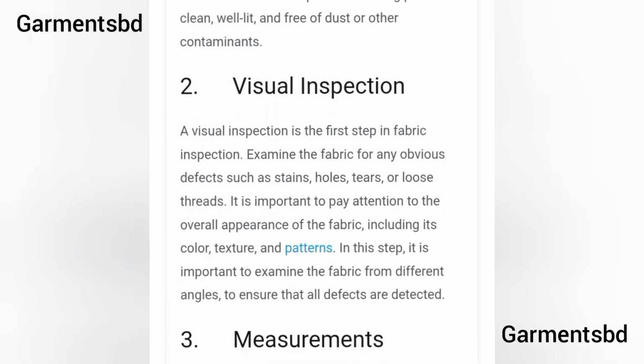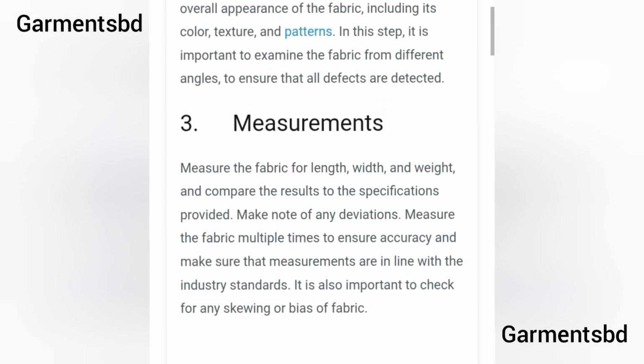Visual inspection. A visual inspection is the first step in fabric inspection. Examine the fabric for any observed defects, such as stains, holes, or loose threads. It is important to pay attention to the overall appearance of the fabric.